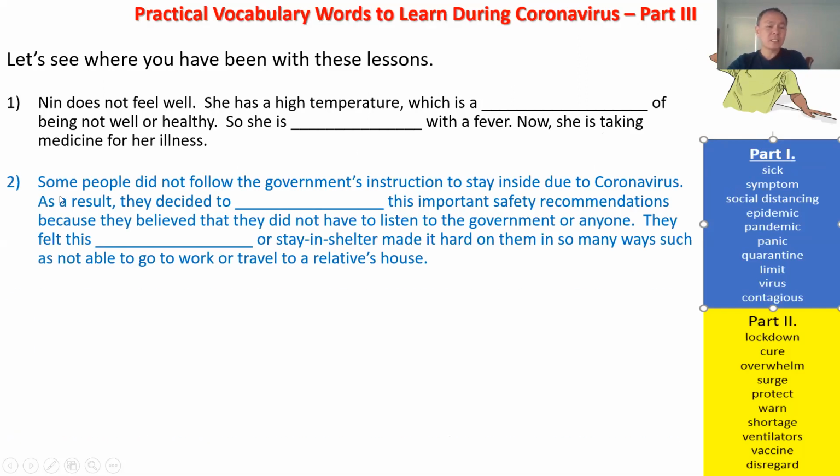Okay. Some people did not follow the government's instruction to stay inside due to coronavirus. As a result, they decided to blank these important safety recommendations because they believed that they did not have to listen to the government or anyone. They felt this blank or stay in shelter made it hard on them in so many ways, such as not being able to go to work or travel to a relative's house.